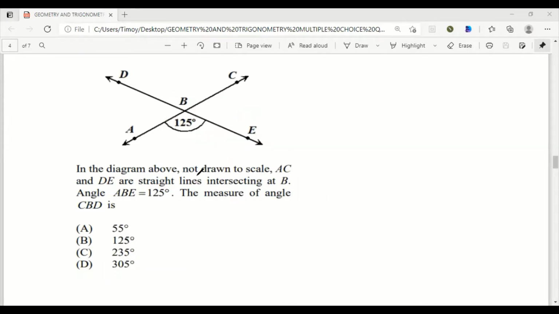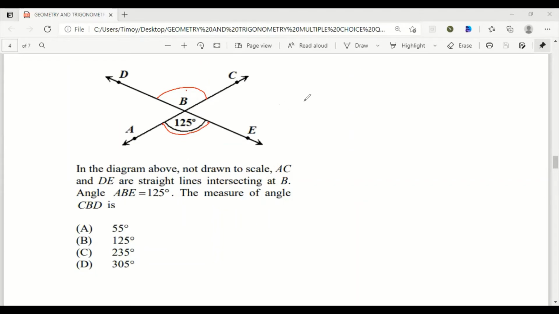In the diagram above, not drawn to scale, AC and DC are straight lines intersecting at B. Angle ABC equals 125 degrees. The measure of the angle CBD is, let's highlight that angle. We want to find CBD, which is this angle here. Now clearly you can see that this angle down here is going to equal this angle because they are vertically opposite angles. So clearly we know that our answer is going to be 125, but we could write it nicely.